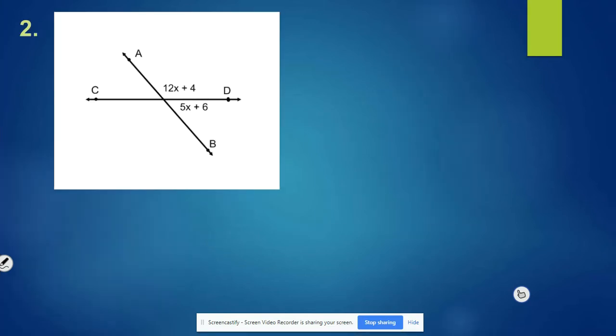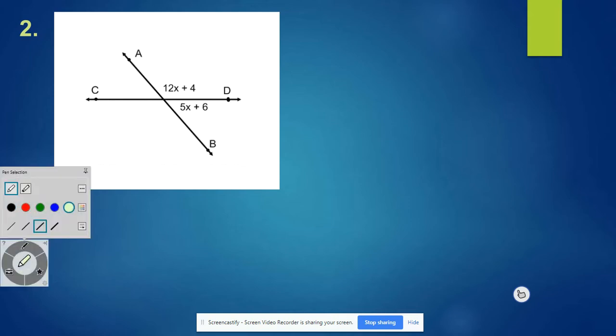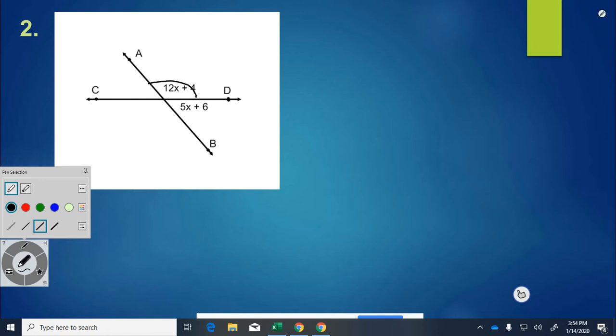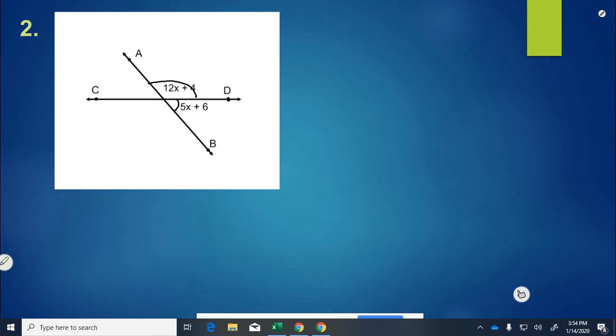Number 2. So now in this case, those two angles are side by side. They're adjacent and they form a straight line. So you can see here, this is an obtuse angle, this is an acute angle. So they're definitely not equal. So they have to be supplementary. So we're going to add them and set them equal to 180.